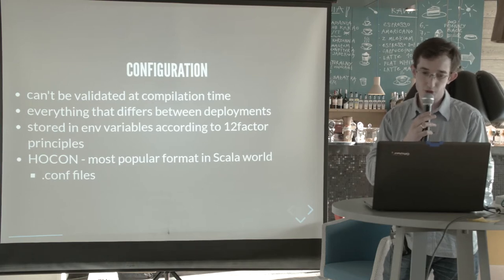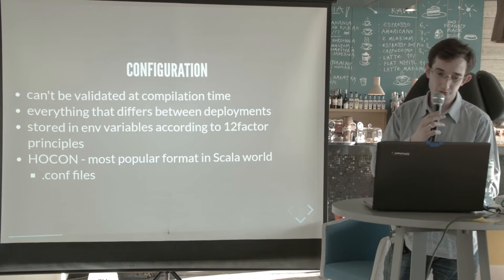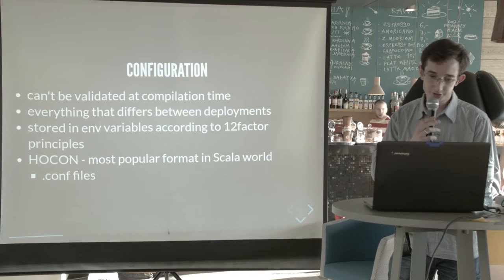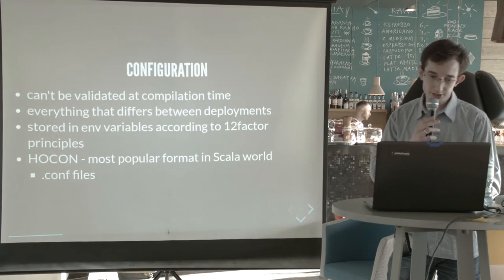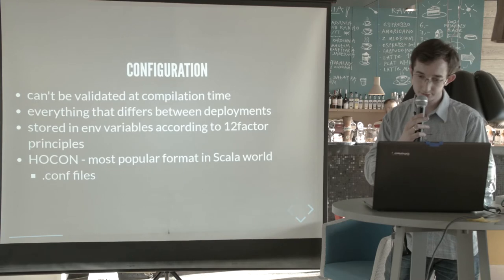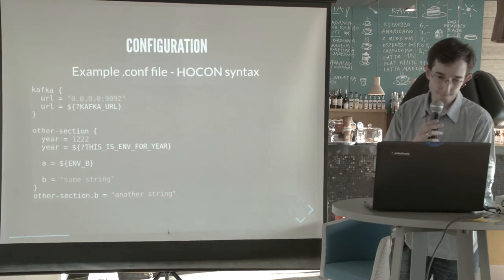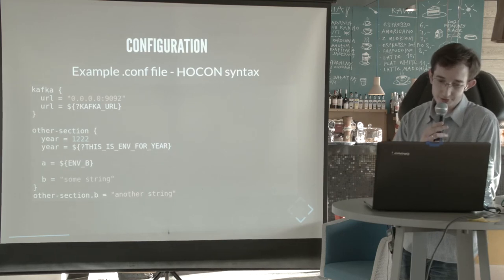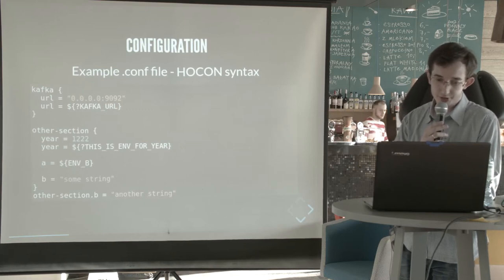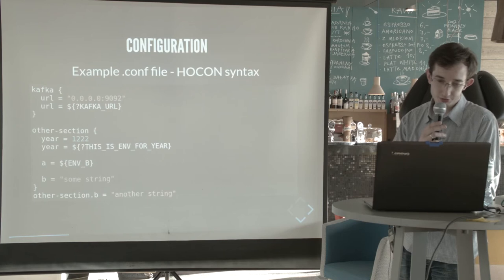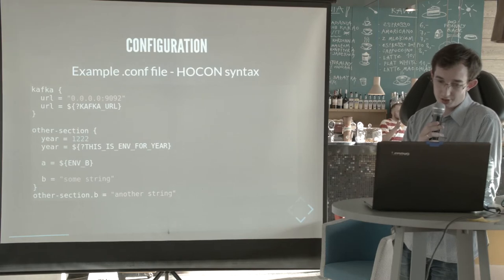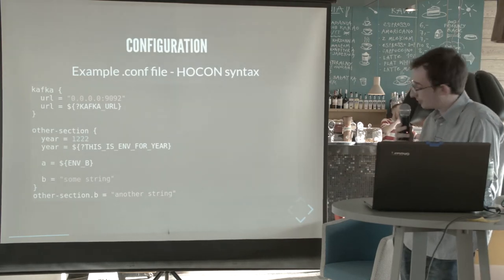Probably we would use HOCON files. HOCON is a well-known config format in the Scala world. Files .conf are written using this format. Let's have a look at an example file. What is nice here is that there is a possibility to read a parameter value from a variable using this file, but it is not limited to environment variables. You can provide the value just right away, as you can see in section B.